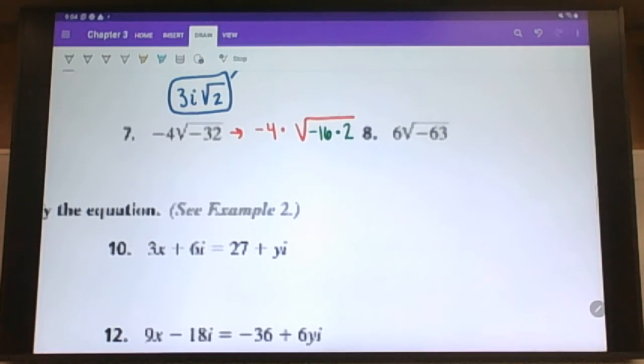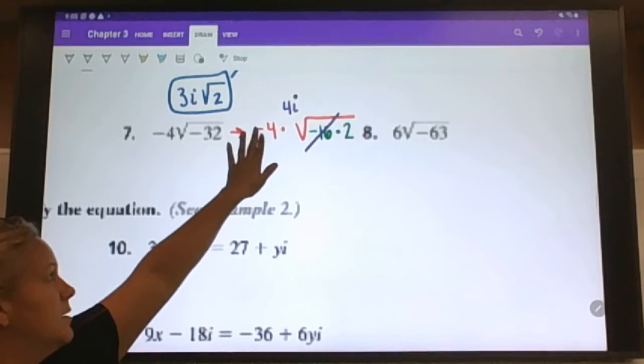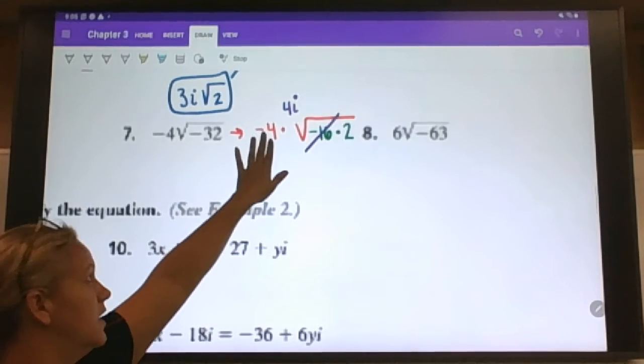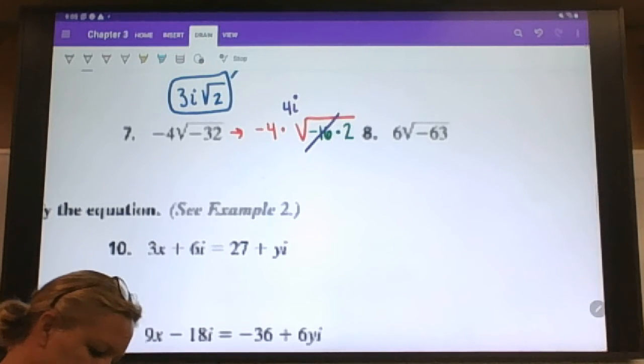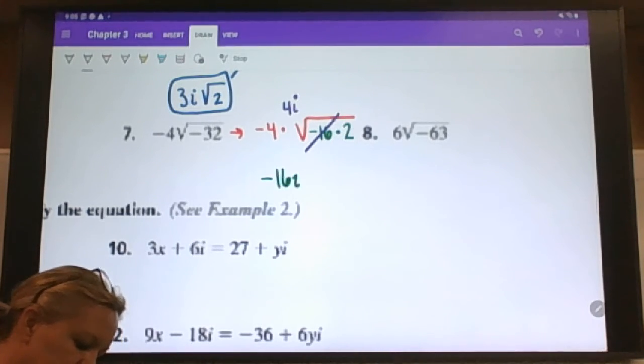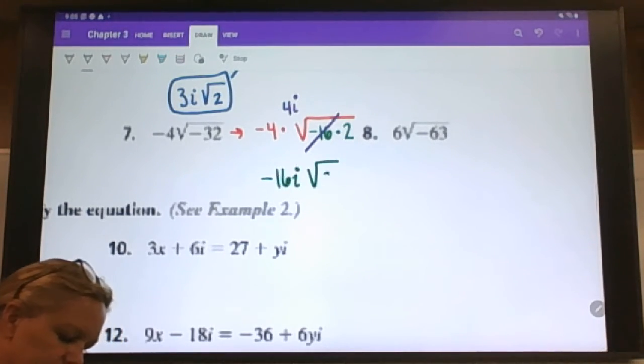I'm going to cross out this negative 16. I'm going to square root it. It'll be 4i. And so I can now multiply this number that was out front and the number that I brought out front to get negative 16i times the square root of 2.